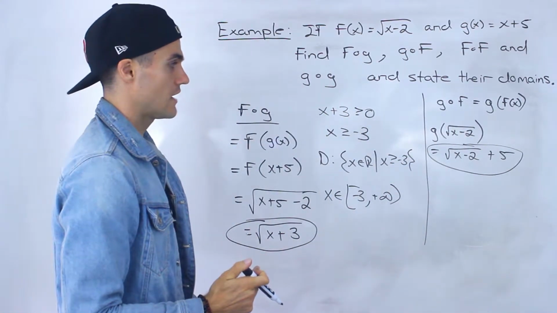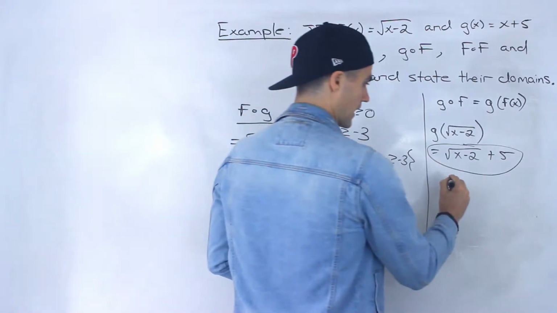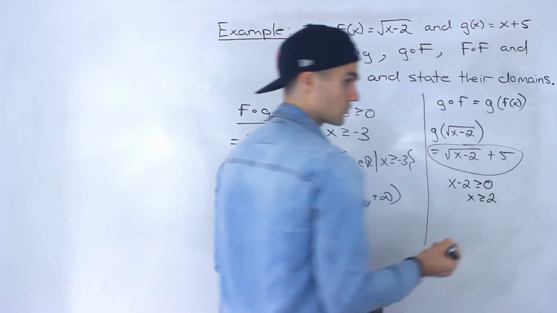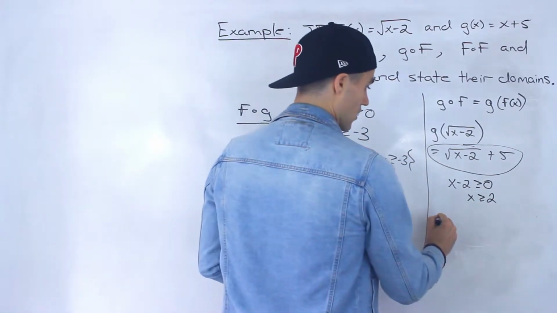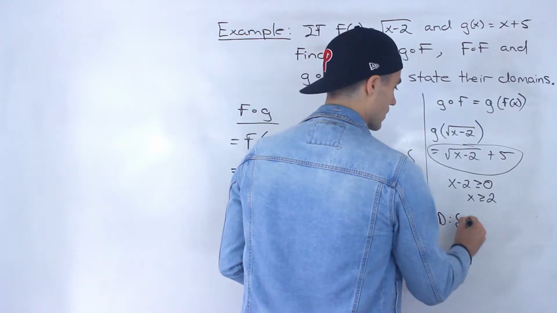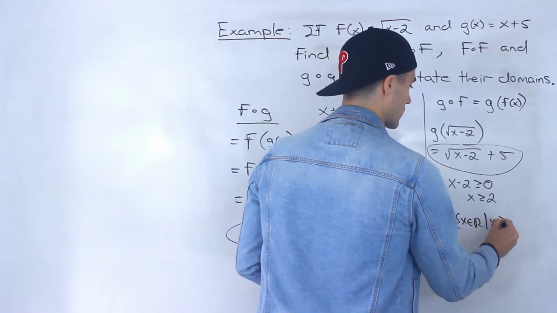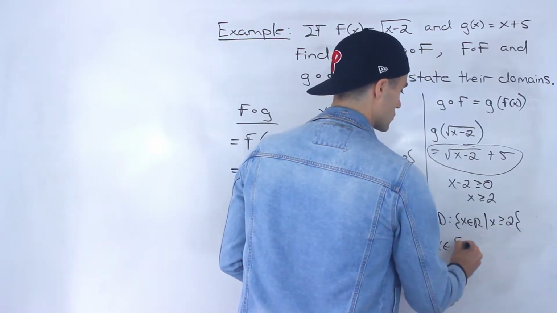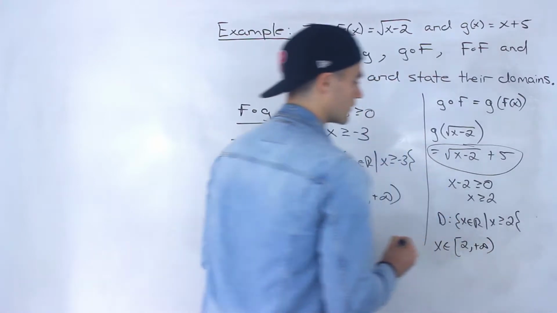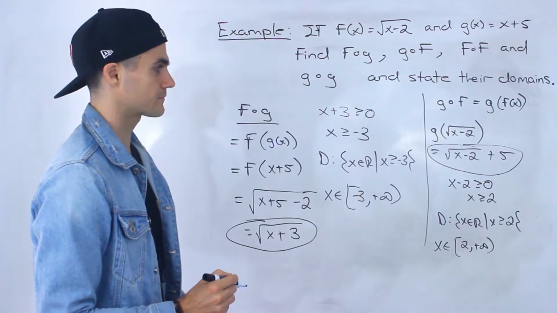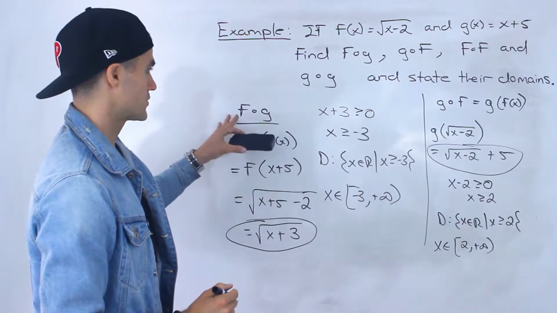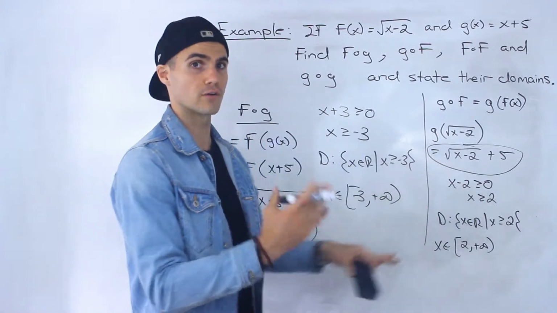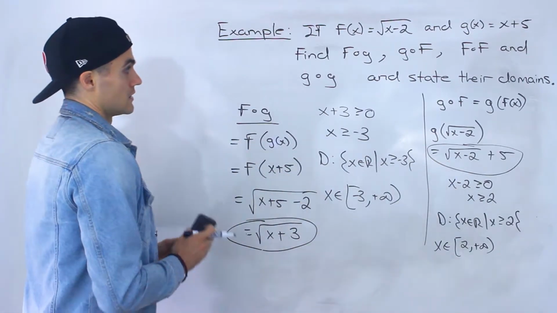And notice that here, for the domain, x minus 2 has to be greater than or equal to 0, so x has to be greater than or equal to 2. And so the domain would be x is a real number greater than or equal to 2, or in interval notation we would say x is an element from 2 to positive infinity, like that. So notice the difference between f of g and g of f. Very different functions. So now let's move on.